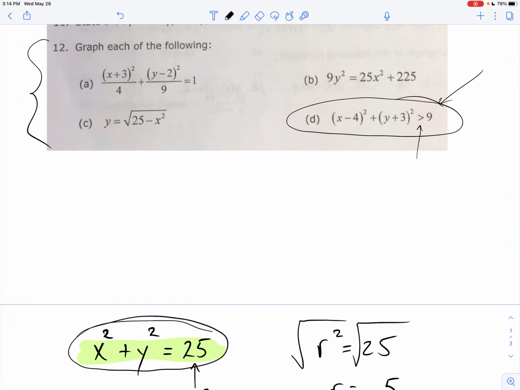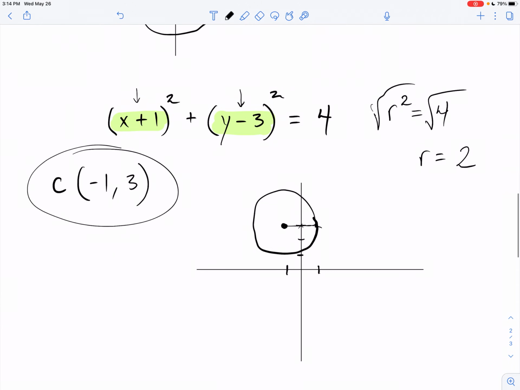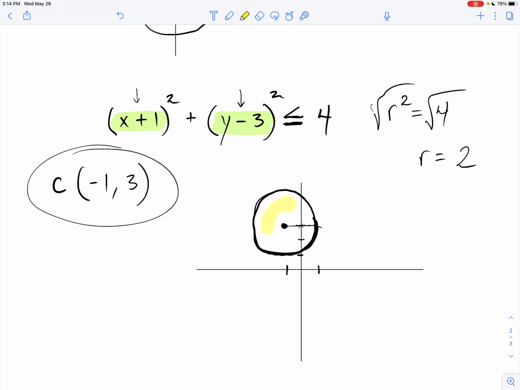But what about the inequality? Well, let's go back. Let's pretend this said less than or equal to 4. Well, what does that mean? It means when I sketch my circle, I'm going to have a solid circle. And less than that would be all the information, here, let me get a different color, all the information inside the circle. Less than 4.